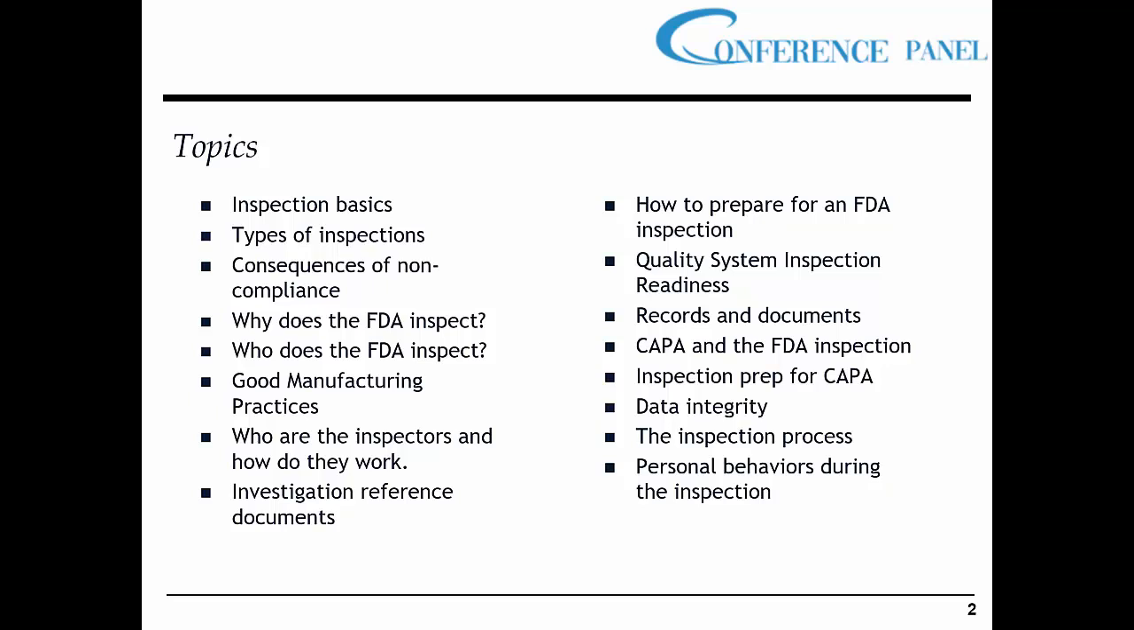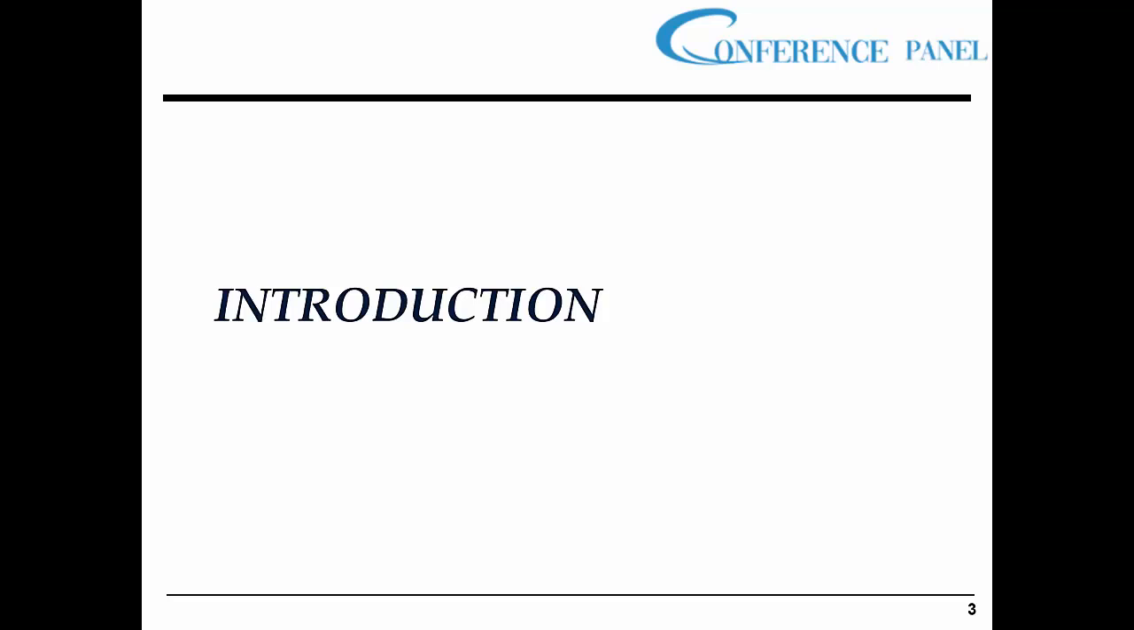We'll talk a little bit about data integrity. Then we'll go into the inspection process, a day in the life of, and then we'll end up tomorrow talking about some of the personal behaviors that should and should not be exhibited during the inspection. So that's really what we're going to be doing over the next couple of days in the two sessions that we have. It's important to set the stage, that you understand the inspection process, its purpose, and how the process works before we deep dive into the specifics of the process itself.